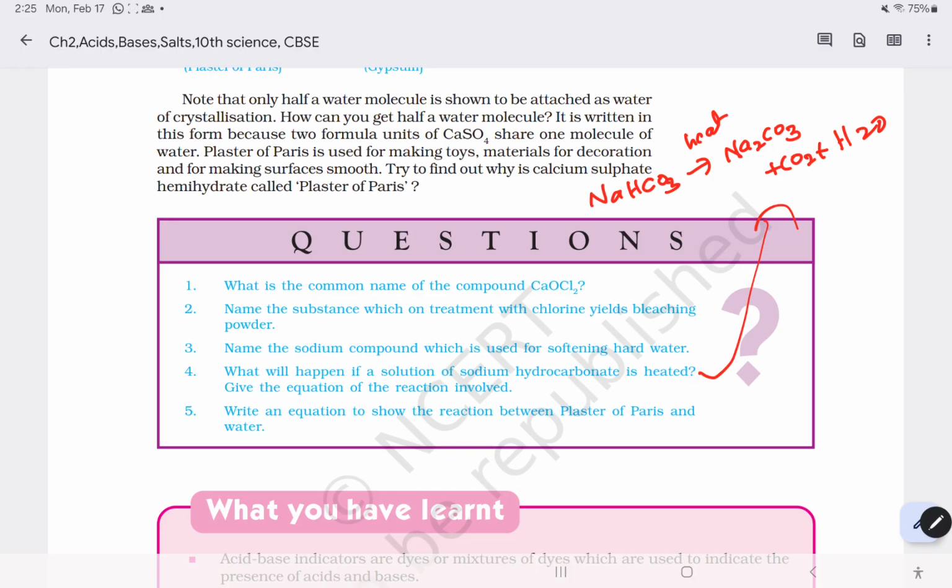Next, the fifth one: write an equation to show the reaction between plaster of Paris and water. Plaster of Paris reacts with water to form gypsum. Hope you remember that. So the equation for this one is CaSO4·½H2O plus 3/2 H2O gives CaSO4·2H2O, with 2 water molecules. So plaster of Paris plus water gives gypsum. So these are the solutions.